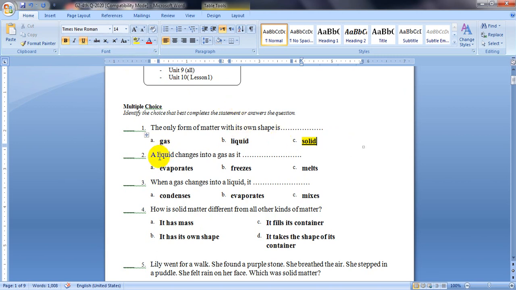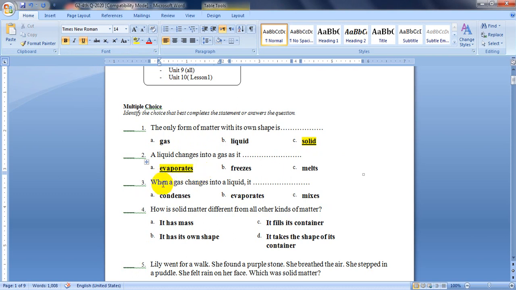Question number 2. A liquid changes into a gas as it evaporates, freezes, melts. This change is called evaporation. So when a liquid changes into a gas, it evaporates, like when the water changes to be water vapor.